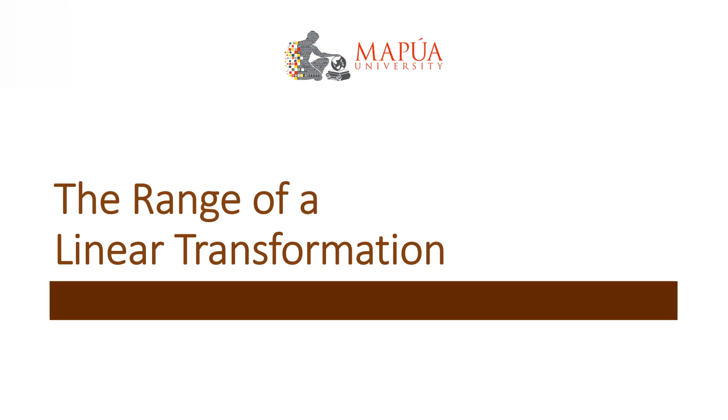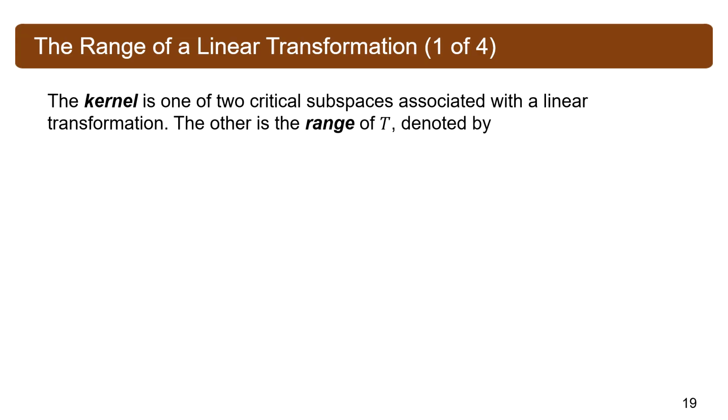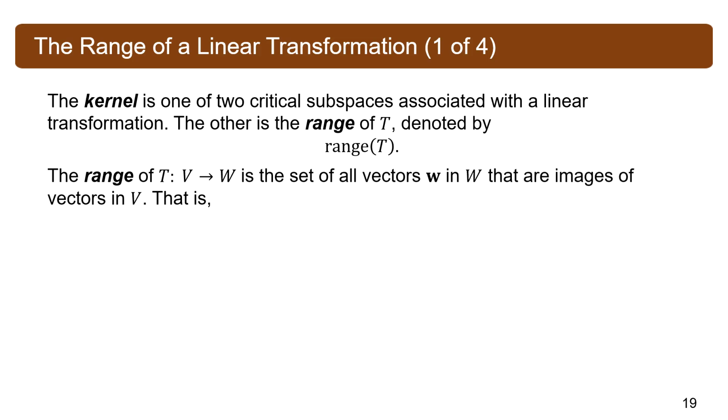All right, now the range of the linear transformation. How do we get the range? The kernel is one of the two critical subspaces associated with a linear transformation. The other is what we call the range, denoted by range of T. Again, this has something to do with the similar concept or idea in functions wherein we get the domain and the range.